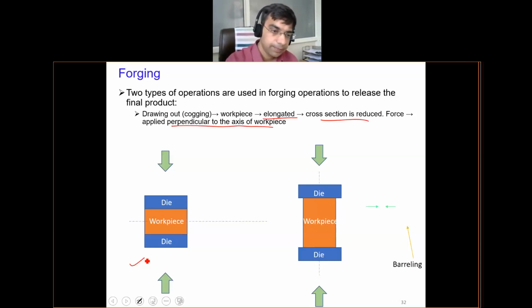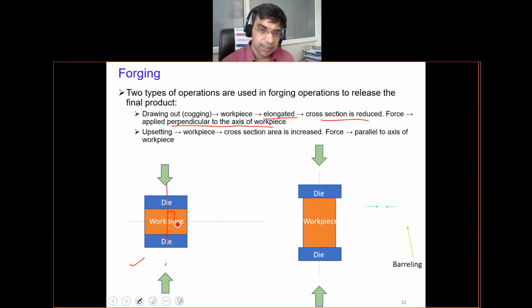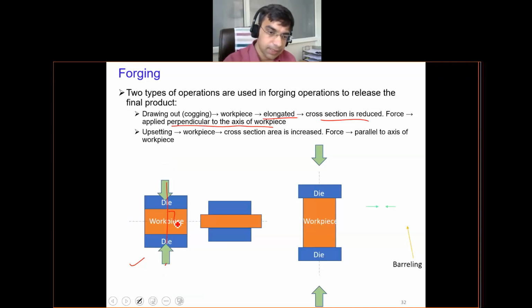You see here, the force is being applied perpendicular to the axis of the workpiece, and upon application of this compressive force, the length elongates, so the length increases, but the cross section area decreases. This operation under the forging process is known as drawing out or cogging.